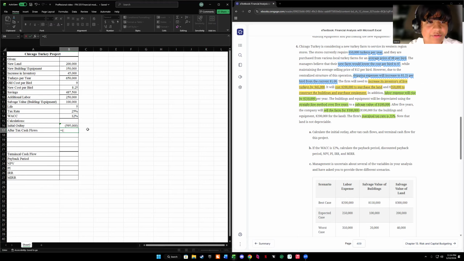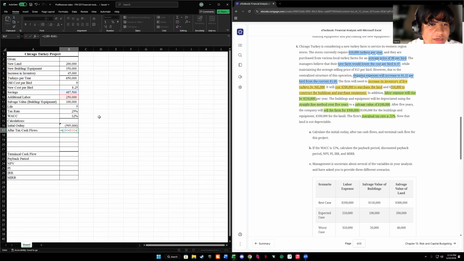We don't actually have revenues because the revenues are going to be the same, so we're just going to do the savings minus the costs. So this is the savings. So real quickly, savings minus the costs per year. This is on an annual basis or per period basis.